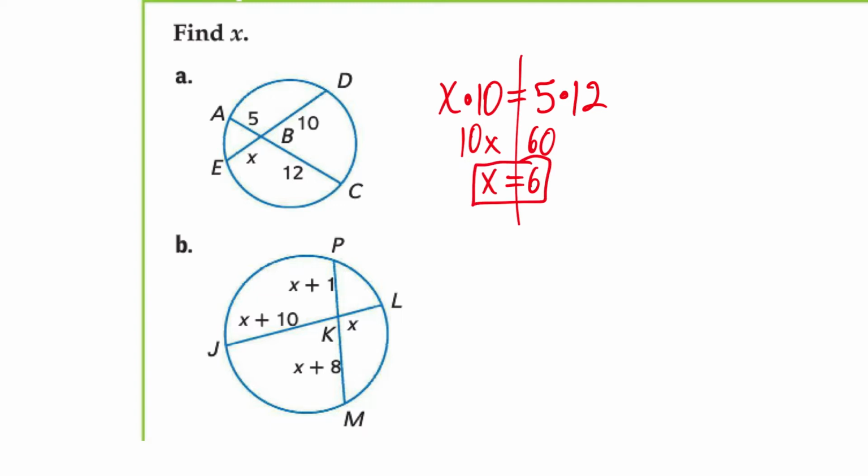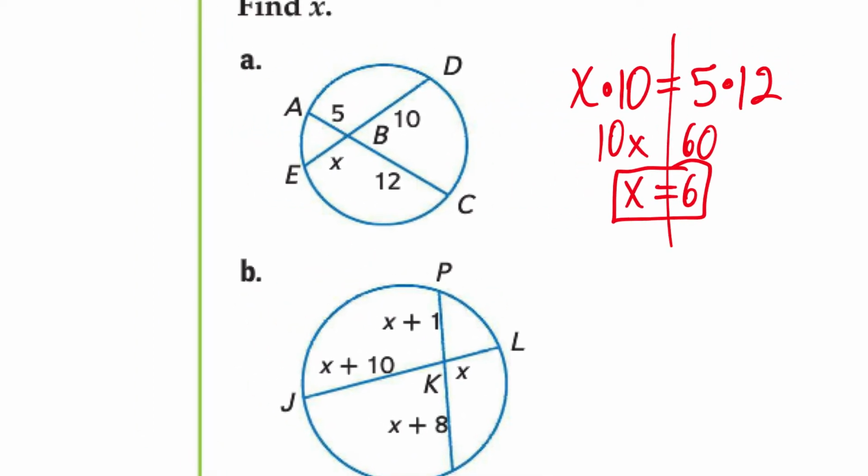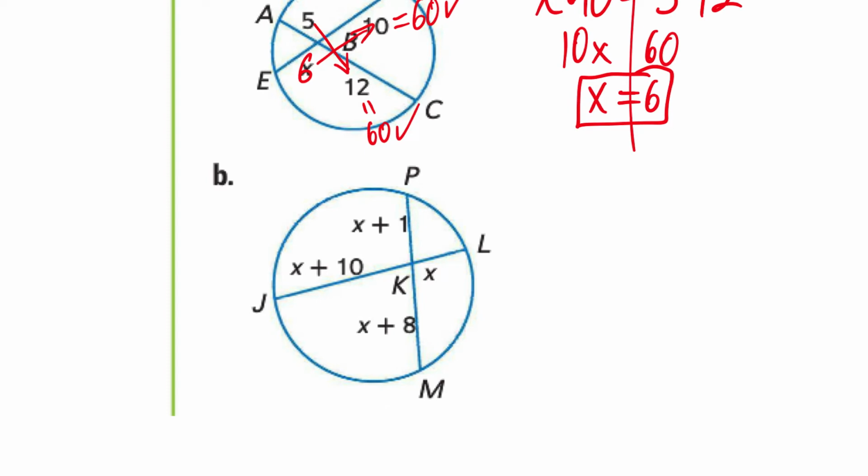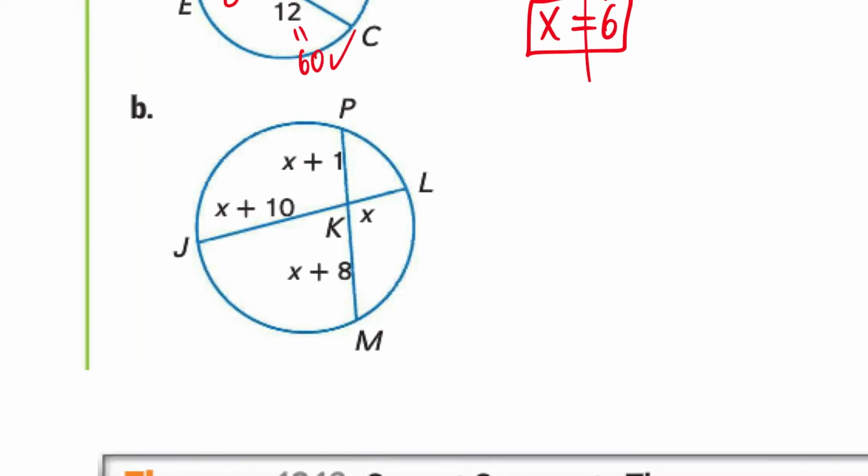Now, I'm going to plug it back in, just to make sure we got it right. So if I put 6 back here, what is 6 times 10? 60. What is 5 times 12? Equals 60. So those two are equal. That's right. All right, so let's throw a little bit of algebra into the mix here.